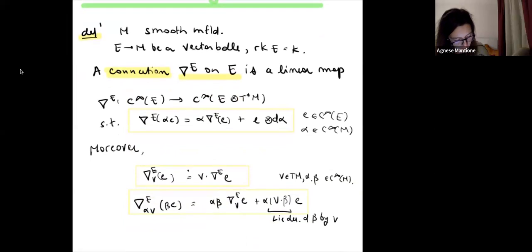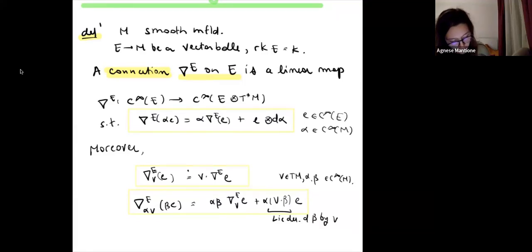And also with respect to smooth functions on the manifold, the derivation somehow preserves what for the usual derivation on R^n would be the derivation of a product of a smooth function and a vector field.